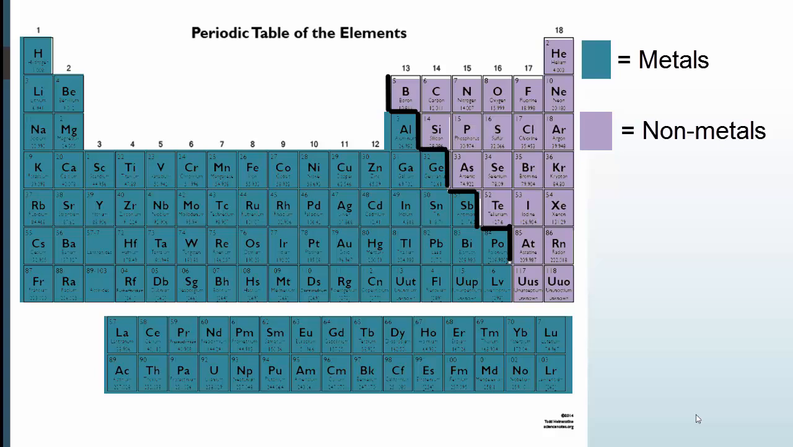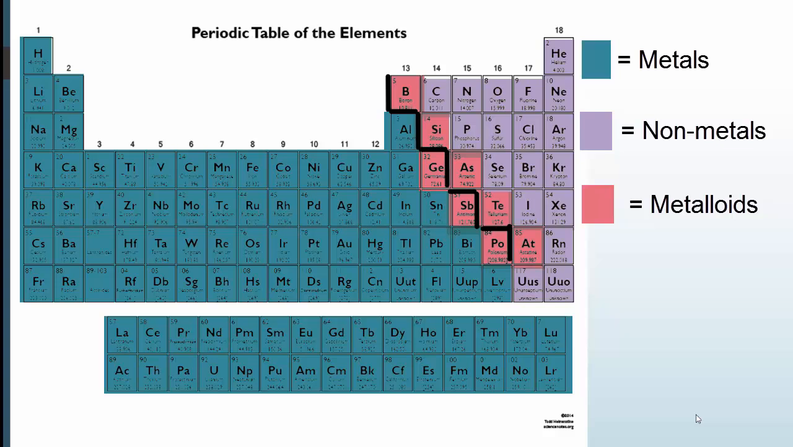And then right along the staircase, there's an interesting group of elements, and these are called the metalloids. And the metalloids, depending upon what you do with them, can have the property of metals or the property of nonmetals. And probably the classic metalloid is silicon.